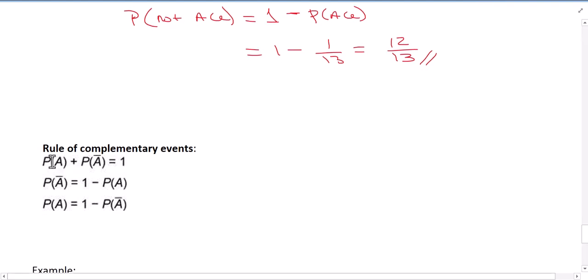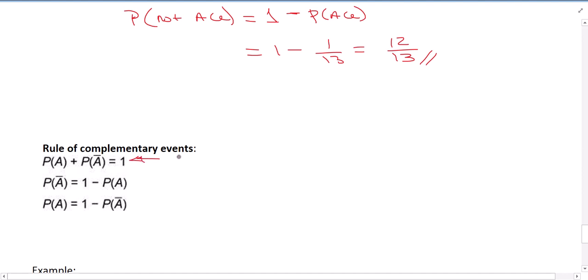As we discussed, the probability of A plus the probability of not A is equal to 1. The A bar means not A, the complement of A. Then the probability of not A is 1 minus the probability of A, and likewise the probability of A is 1 minus the probability of not A. So essentially, you solve for one of these. From the original, you can think of it as an equation.